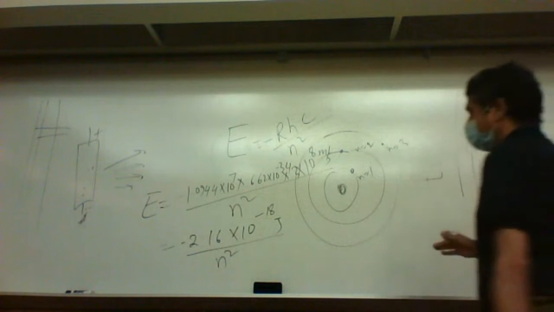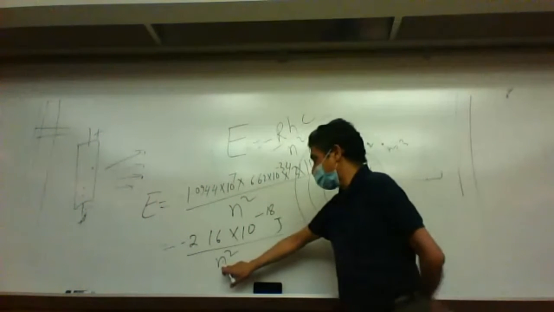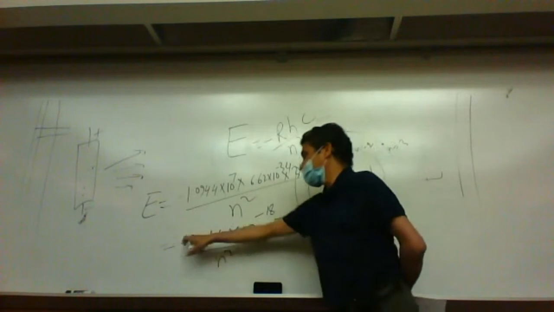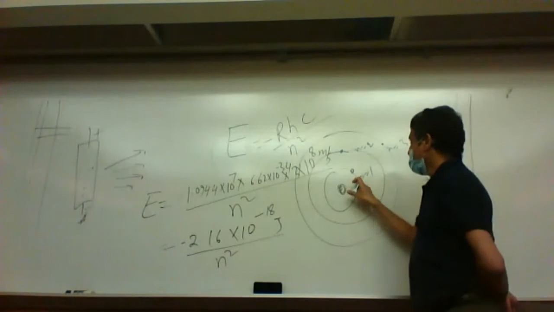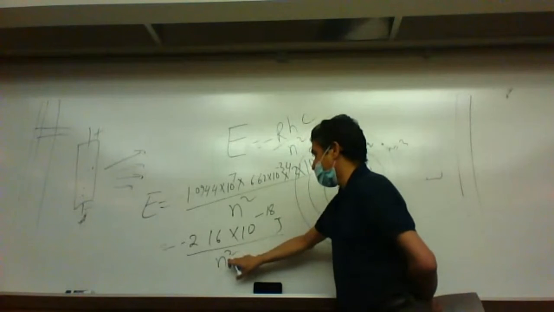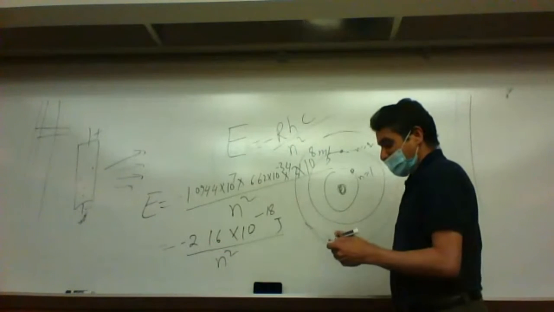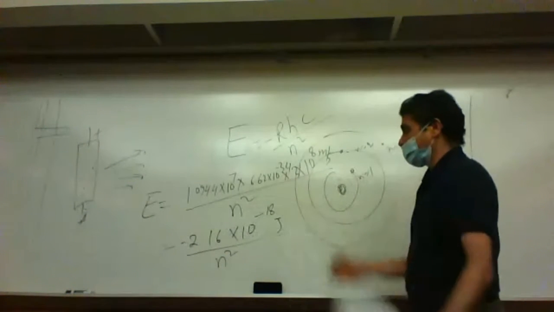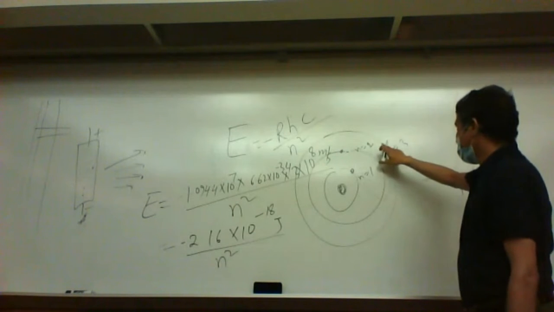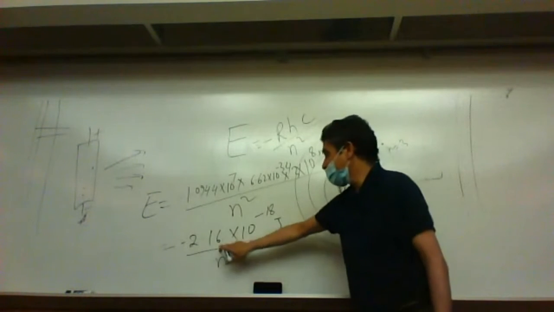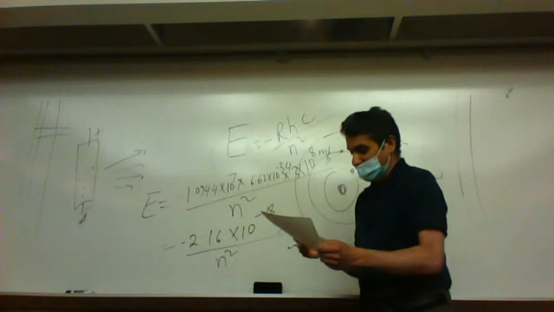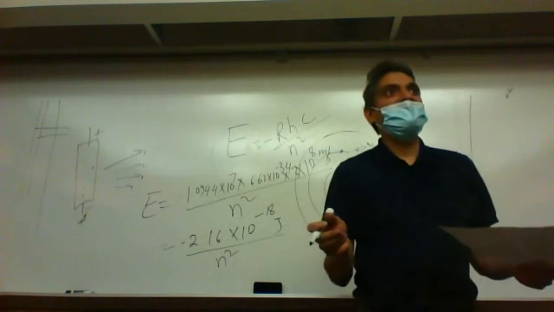So how much energy if you have an electron in the first orbit? Put n equals 1 here. 1 square is 1, so dividing by 1, that number is 2.16 times 10 to the power minus 18, negative. That much energy in the first orbit. If the electron is in the second orbit, put 2 here. 2 square is 4, so 2.16 times 10 to the power minus 18 divided by 4 gives 0.54 times 10 to the power minus 18. If the electron is in the third orbit, put 3 here, 3 square is 9, so 2.16 times 10 to the power minus 18 divided by 9 gives 0.24 times 10 to the power minus 18.